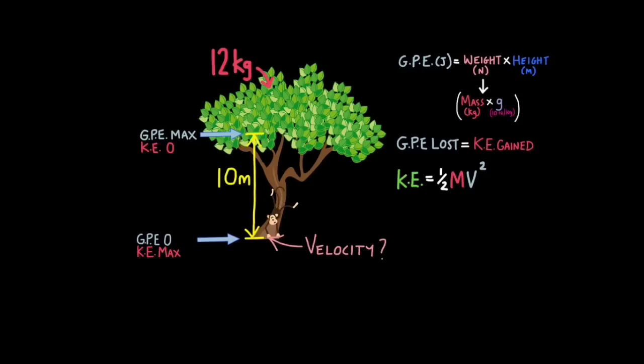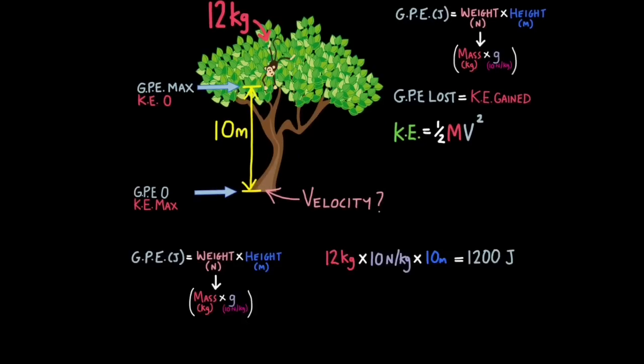Now, to work this out, we need to use three different equations. That's why this is fairly complex. The first equation is our GPE equation, weight times height, or mass times gravitational field strength times height. The second one is something called GPE lost equals KE gained. I'll talk about that in a second. And then finally, kinetic energy equals half mv squared. Don't let this scare you, it's really not that difficult.